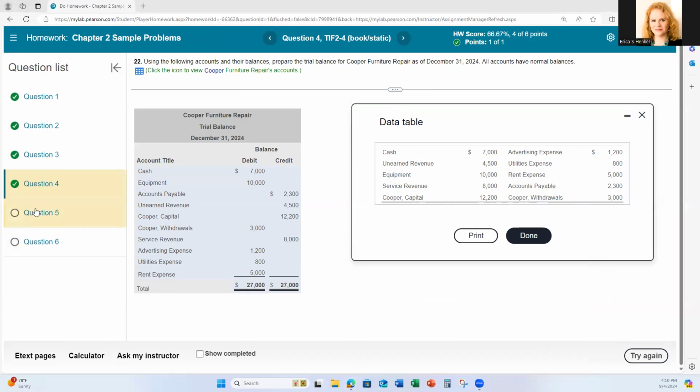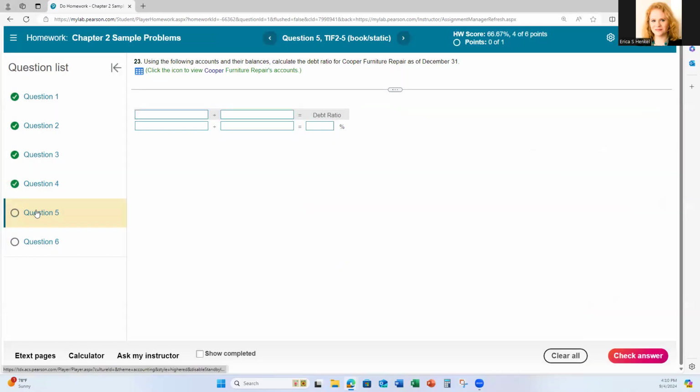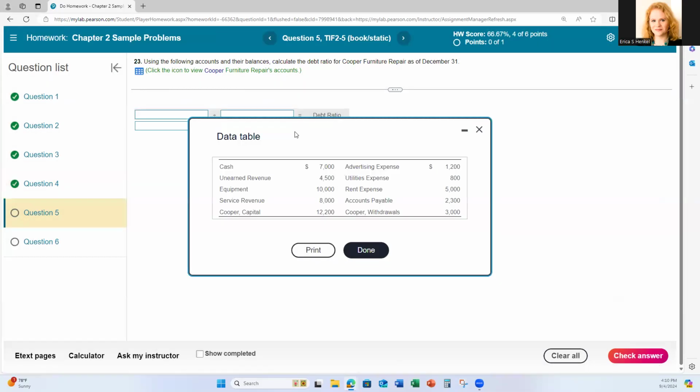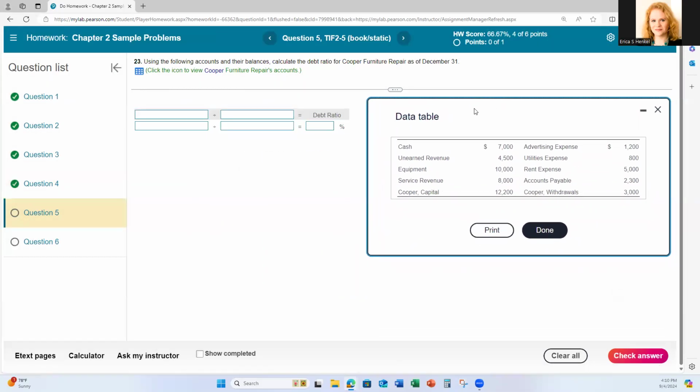All right, so our next problem, problem 5 here, is related to a ratio. Use the following accounts and their balances. Calculate the debt ratio for Cooper Furniture Repair as of December 31st. Once again, make sure you've watched the MyLab videos so that you understand that the debt ratio is basically telling us the relationship between our total liabilities and our total assets, right? So hopefully we have fewer liabilities than we have assets.